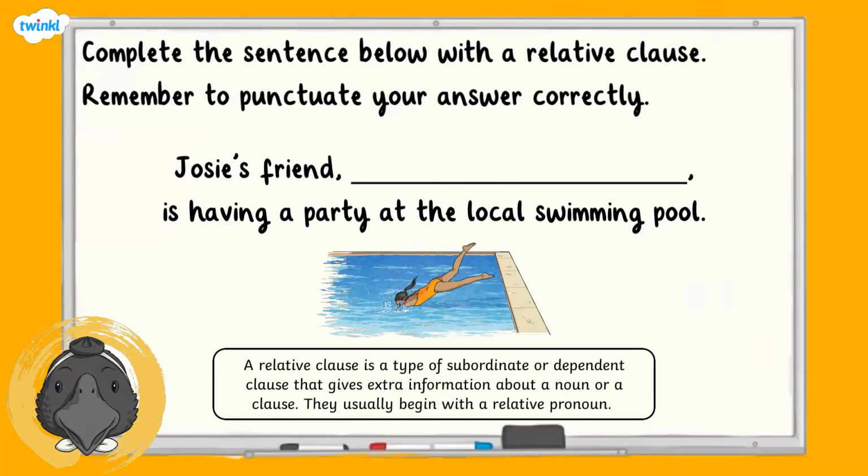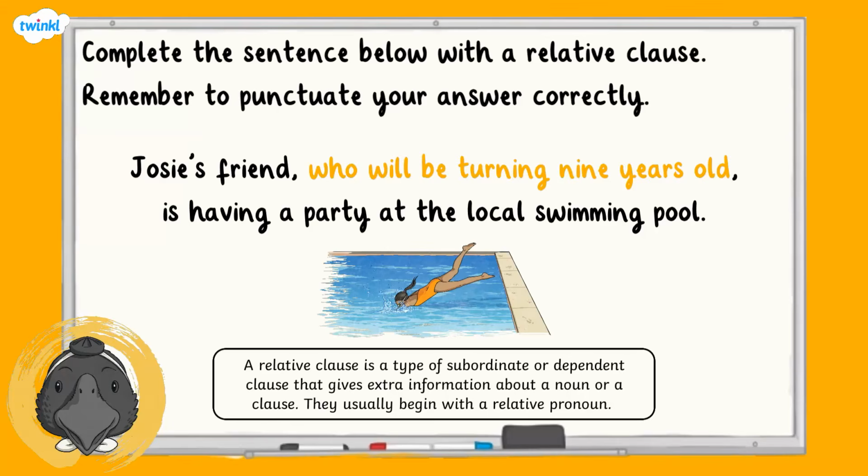Let's take a look at an example answer. Josie's friend, who will be turning 9 years old, is having a party at the local swimming pool. Your relative clause should start with the word who and should give extra information about Josie's friend. Well done if you got that one right.